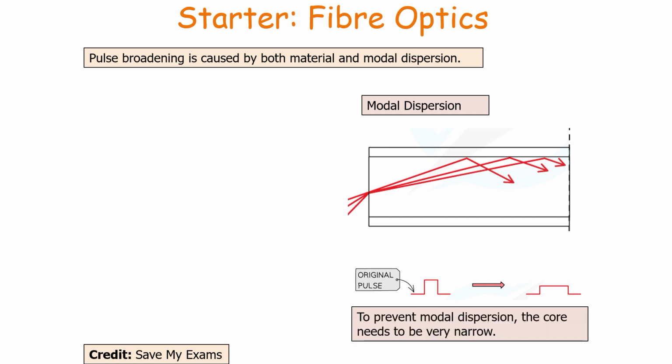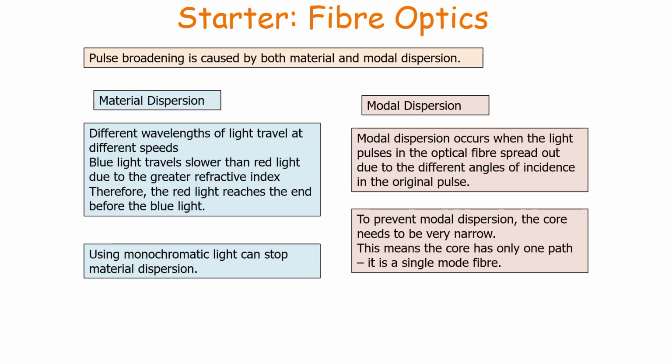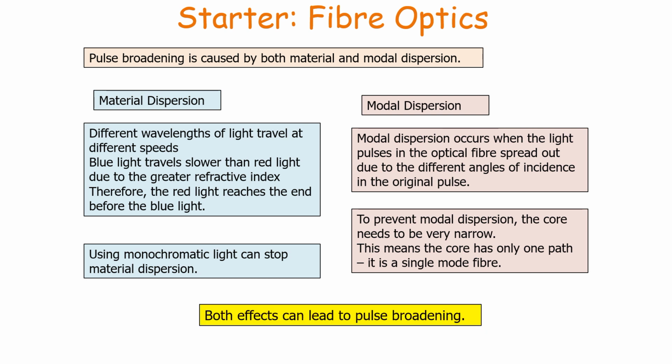Now, to prevent modal dispersion, the core needs to be very narrow. So this means that the core only has one path. It's a single mode fibre. So you can see here the causes of material and modal dispersion and what can be done to prevent each one. Now, both material and modal dispersion can lead to pulse broadening taking place.